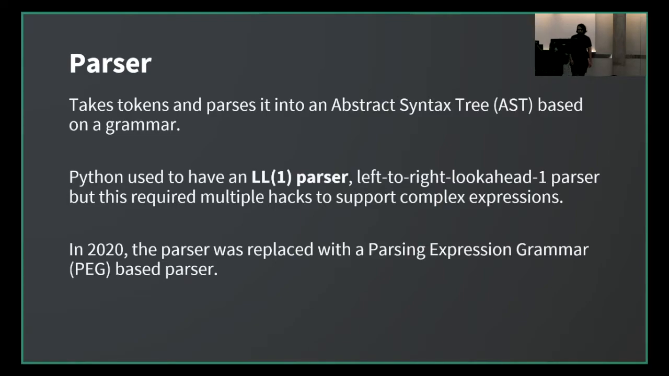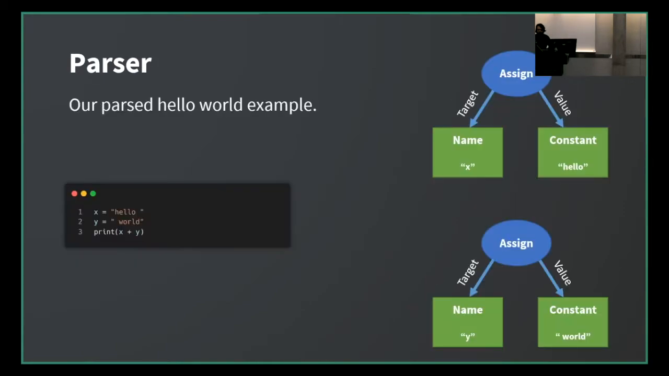So in 2020, we decided, okay, the LL1 parser had served its need well, but in order to simplify the grammar and the code, we're going to switch to a fancier new kind of parser, which is called a parsing expression grammar, or a PEG-based parser. That made the code and the grammar a lot simpler, and maybe cost a little performance. So let's take a look at that Hello World example and what the parser actually does to it.